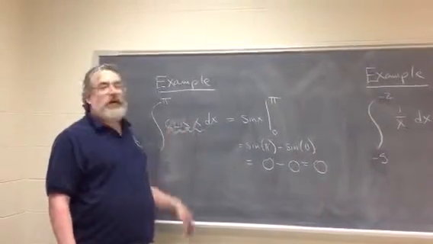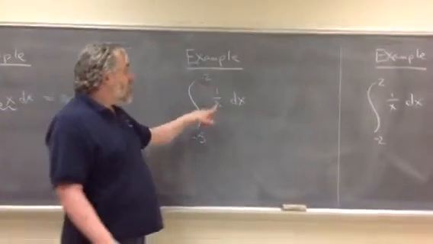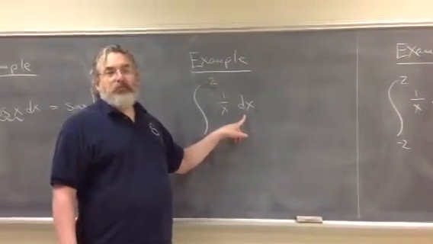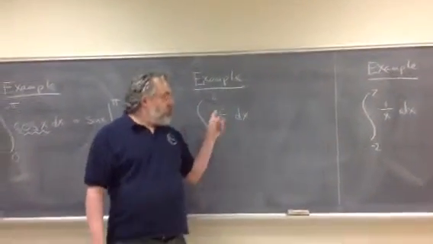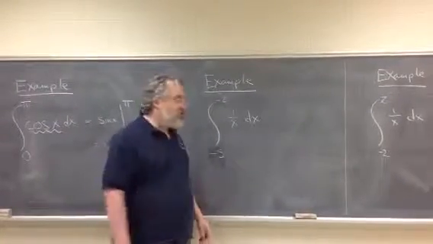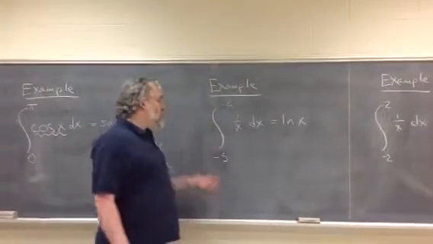Okay, maybe the function gets messier. Speaking of messier, let's do a messier function. The integral of 1 over x dx. Antiderivatives, if you remember. Well, if you think backwards in terms of derivatives and antiderivatives, what function has 1 over x as its derivative? It's the natural log of x. We're going to run into some troubles, though.